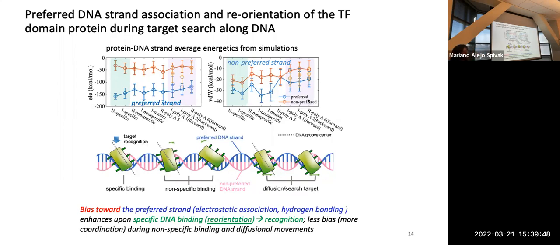Nice. Okay, so for bigger proteins, especially transcription factors, they could be dimers or many of them aggregate. I think the story will be more complicated because you need other coordination. Yeah.